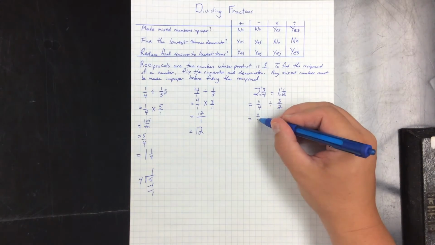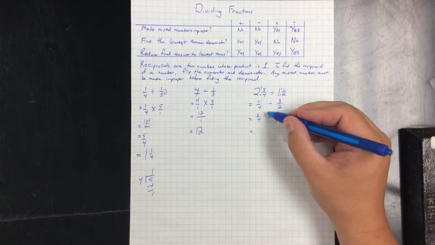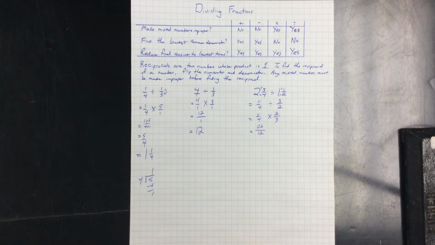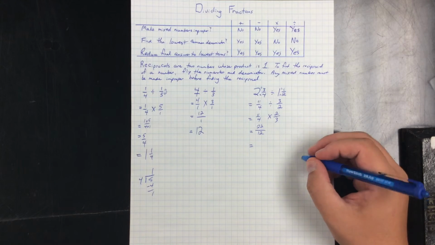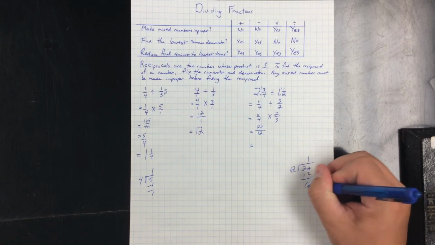So I'm going to take 11/4 and I'm going to multiply it by 2/3. 11 times 2 is 22. 4 times 3 is 12. 22/12. And again, I end up with an improper fraction that I'm going to have to reduce. How many times does 12 go into 22? It goes in once with 10 left over.